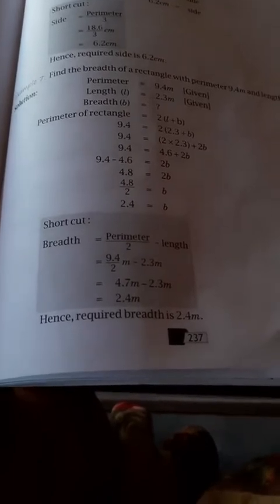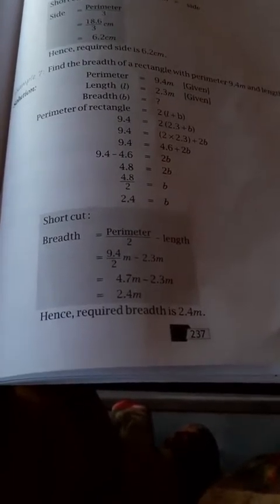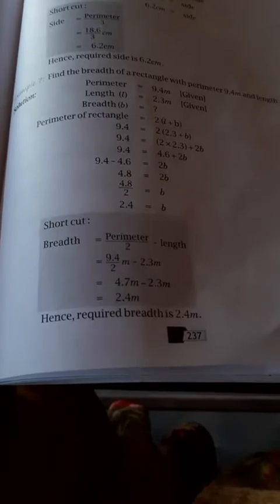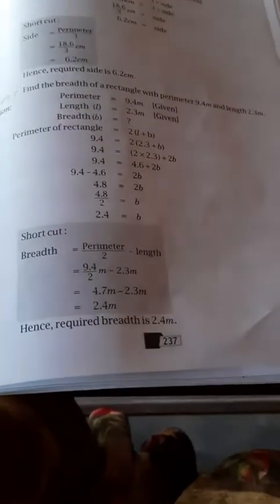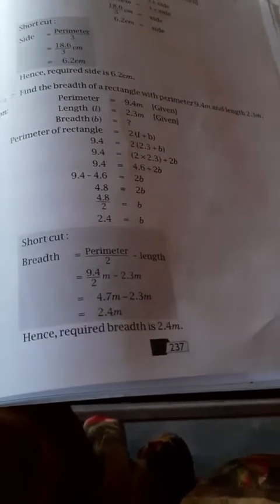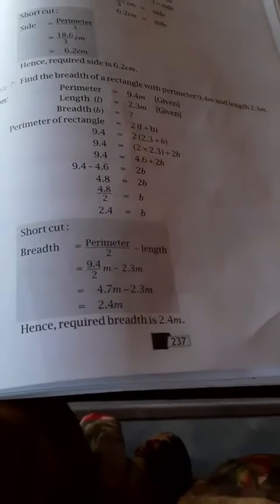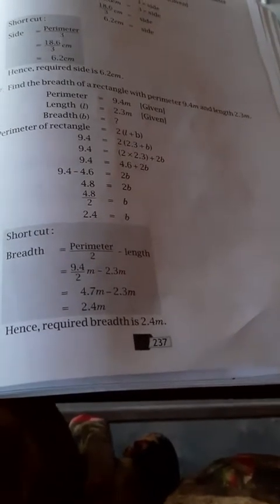4.6 plus 2b, that is 9.4 minus 4.6 is equal to 2b. 4.8 upon 2 is equal to b. B is 2.4 meter. The required breadth is 2.4 meter.